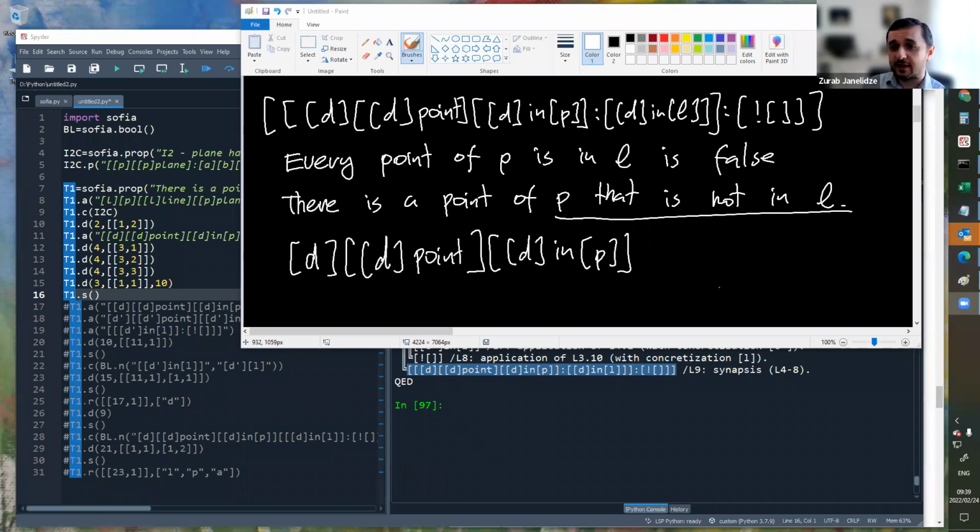So let's type in the chat. Please type in the chat, and don't worry if it is not correct. You can just give it a try. How to say this last part, that P does not lie on L, in Sophia. So I want to make a statement here that will say P does not lie on L. How to do that? Not P, sorry. P is the name of the plane, right? The D does not lie in L.